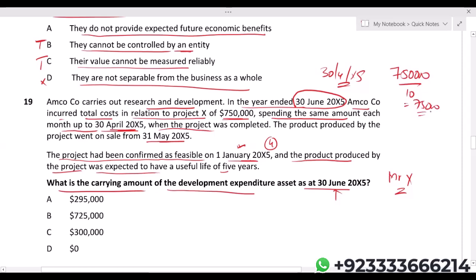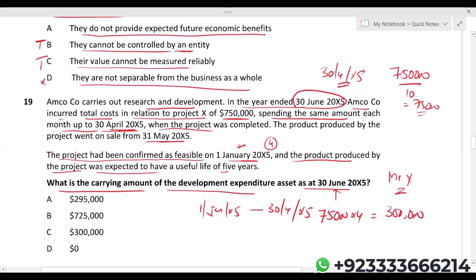Only 4 months of development expenditure will be capitalized because the question says the project had been confirmed as feasible on 1st January X5. So from 1st January X5 till 30th April X5, 4 months of development expenditure will be capitalized. That is 75,000 multiplied by 4. So the capitalized amount is 3 lakh.